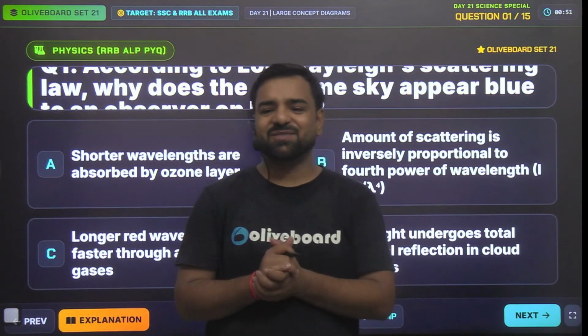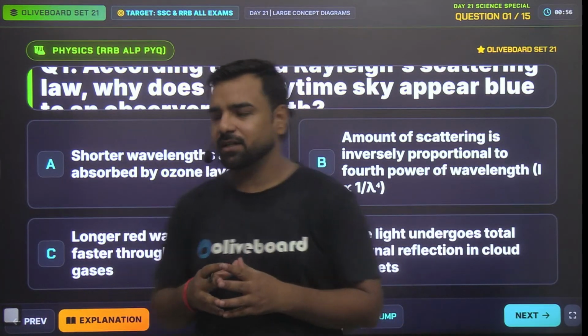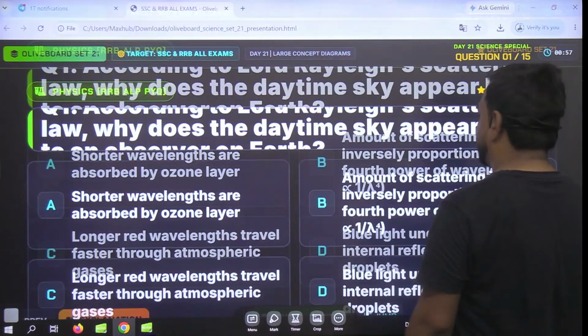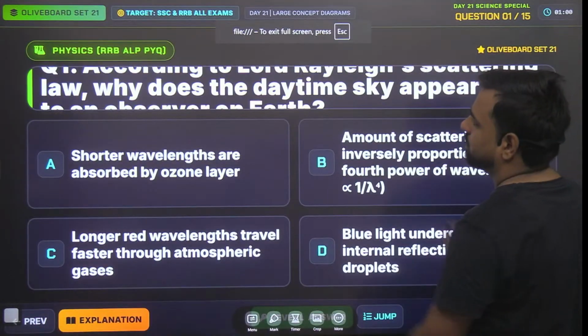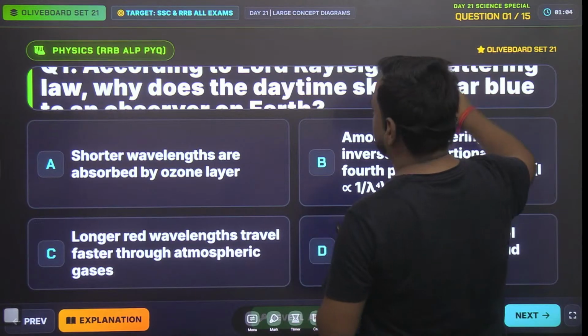So guys, we are back with the session where we are discussing the important 15 questions of the science part. So what is the first question of the day? The first question here is, oh, that's not clearly visible, right? Okay, so I'll do one thing. I'll just read out this question.